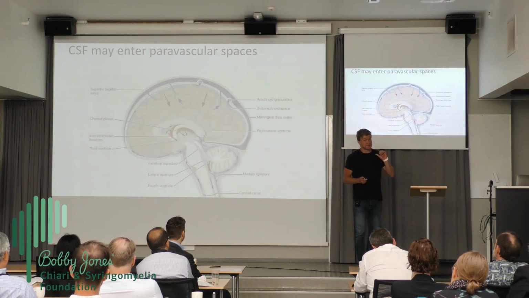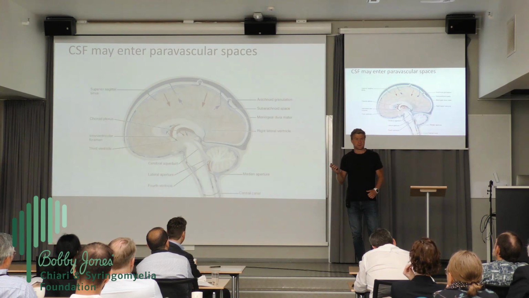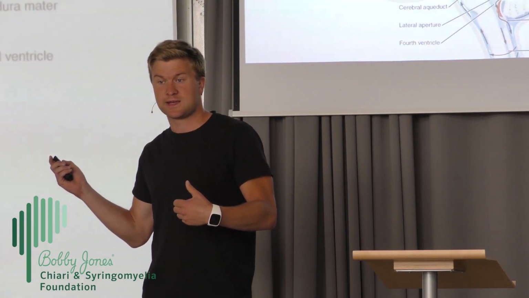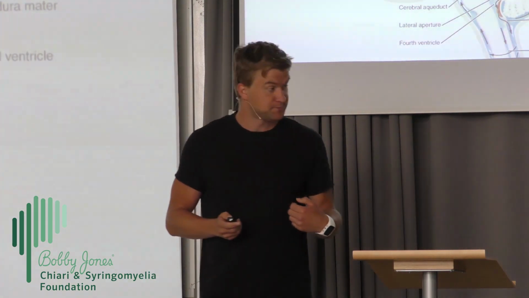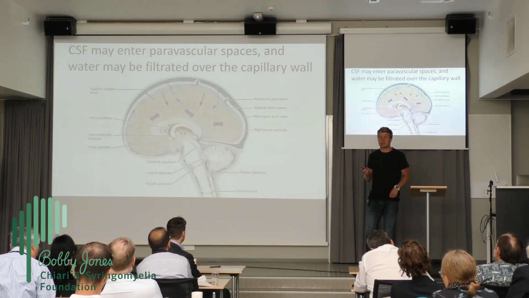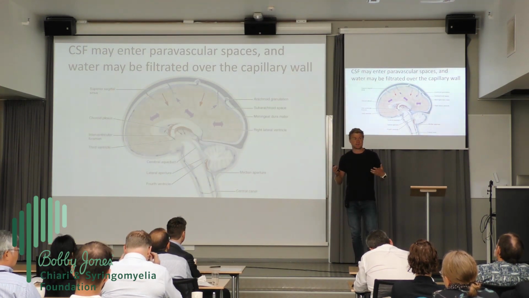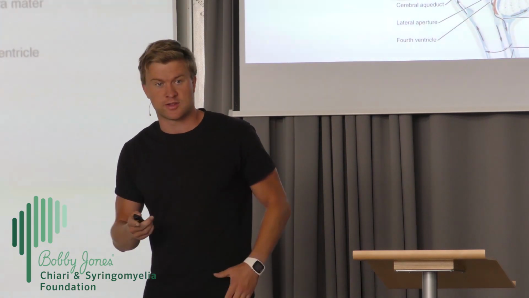Okay, we know that CSF at least may enter these paravascular spaces, so that's what I'm going to call paravascular spaces. But it's not clear whether it goes through the brain and out, back into the subarachnoid space, or if it's absorbed within the brain. That's not clear. In addition, we have capillaries, and it was an interesting discussion this morning. We also think that the capillaries have such a huge surface area, so about 10 meters or something like that. So it has a huge potential for some water filtration, at least, over the capillary wall.